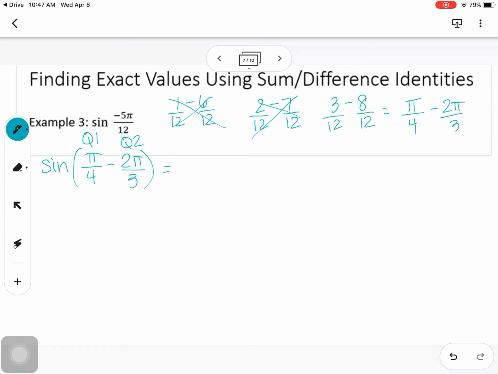When I fill this in, your sine identity tells you to do sine of your first number, so sine of pi over 4, times the cosine of your second value, so 2 pi over 3. The signs should match, so since this was subtracted, it's also going to be subtracted over here. And then you do cosine of your first one times sine of your second one. This is 2 pi over 3. I almost wrote it wrong.